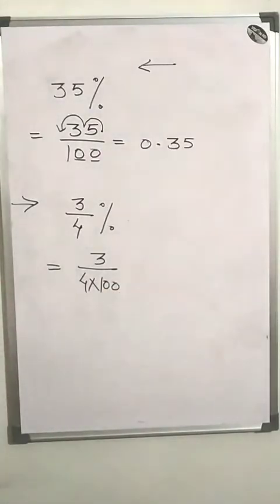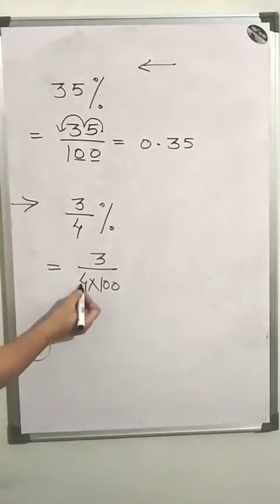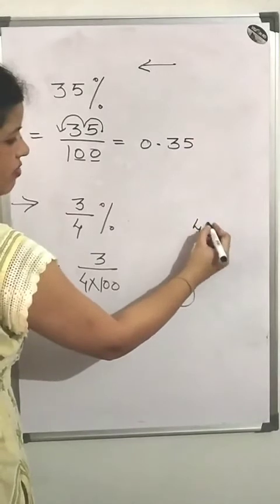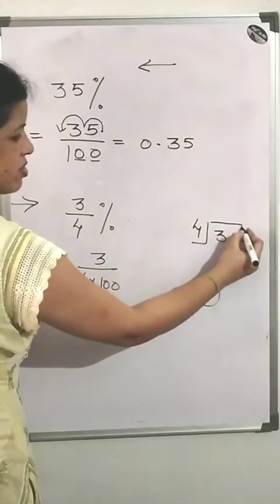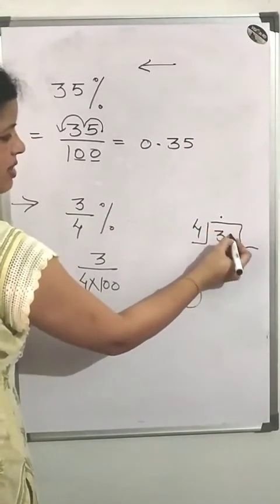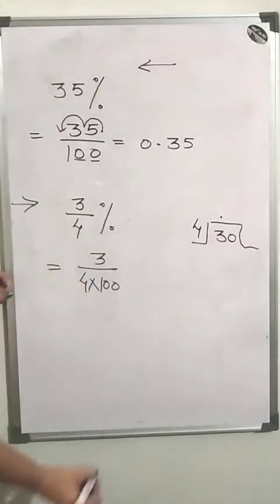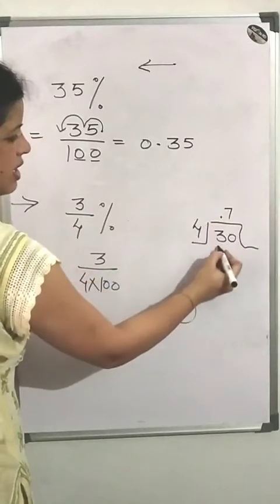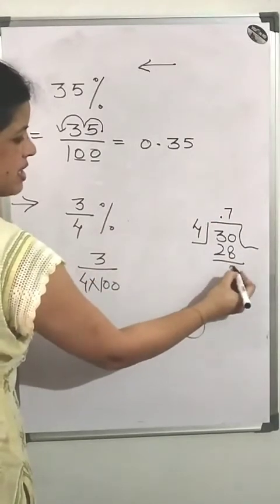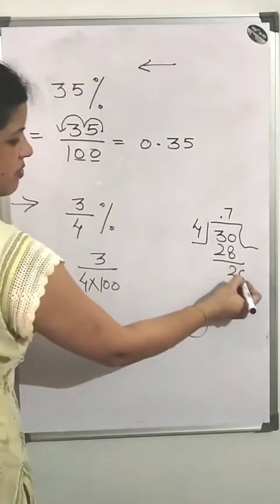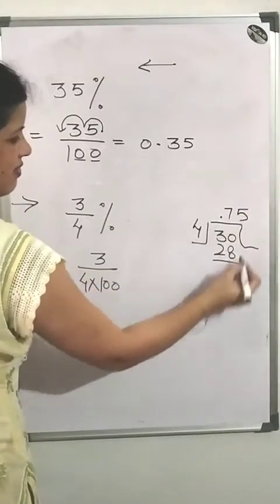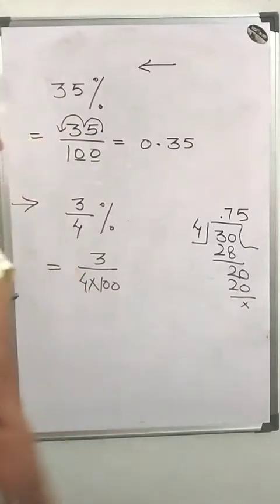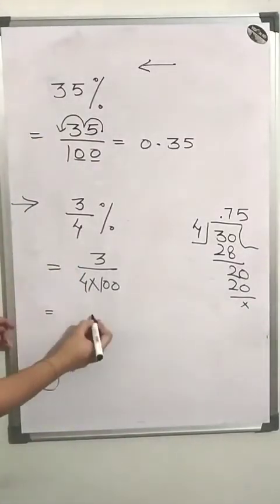Now first what we do here, first we divide 3 by 4. Whenever you divide 3 by 4, put 1 zero here, put the decimal here, and 4 7s are 28, and 2 is there. Then again we put 0, and 4 5s are 20. And it is 0.75.